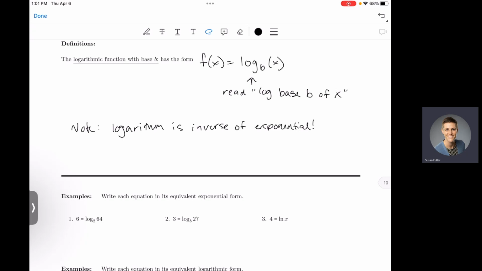Because a logarithm is the inverse of an exponential, if y equals log base b of x, that's the same thing as b to the y equals x, because this is x and y switching places from our exponential function, right? Our exponential function is of the form y equals b to the x. If you switch x and y in that equation, x would come down here, the y would go up to the exponent. A logarithm is the inverse of an exponential function.